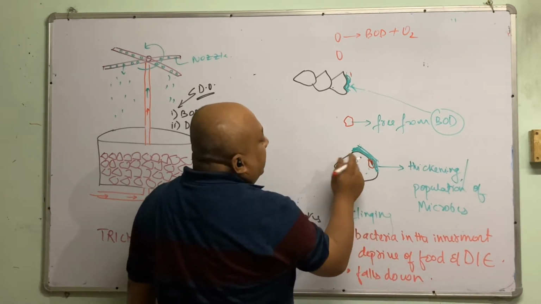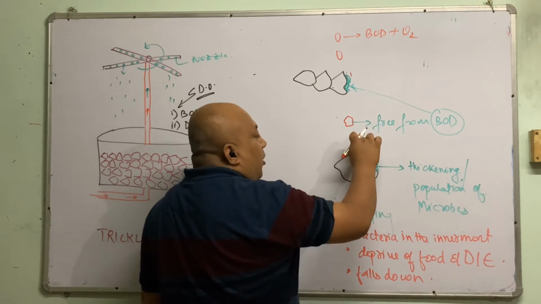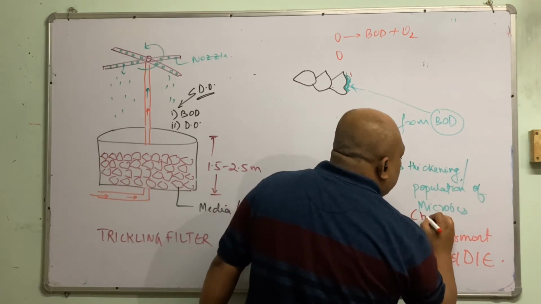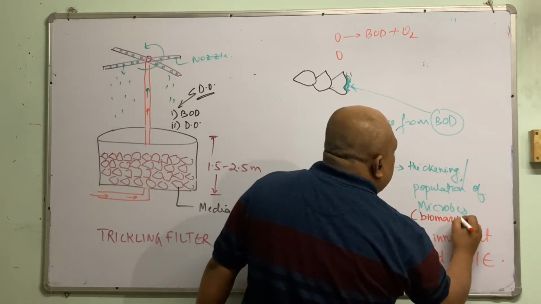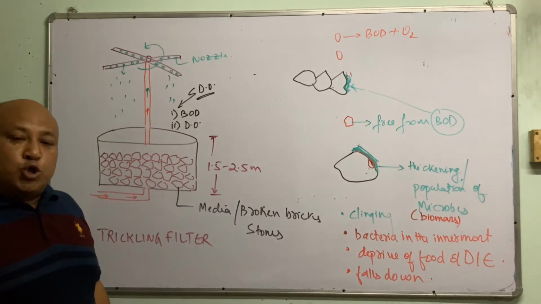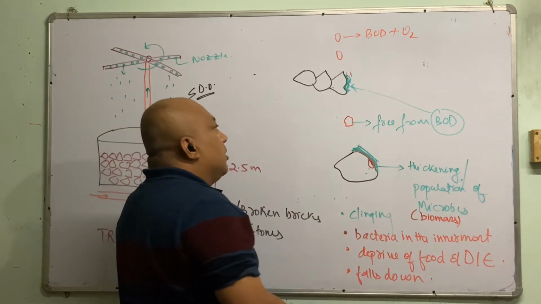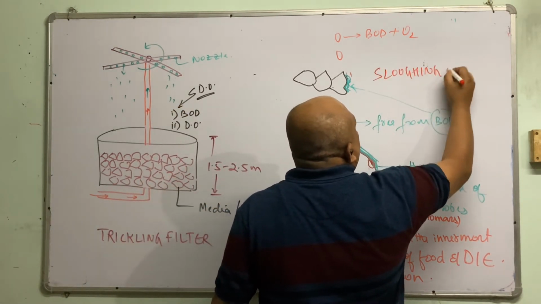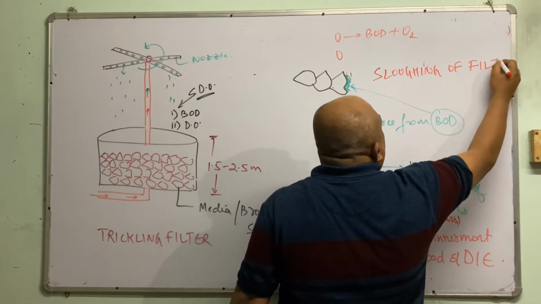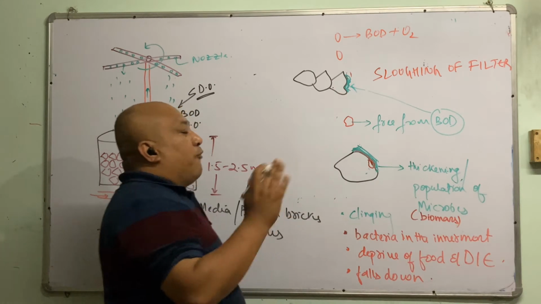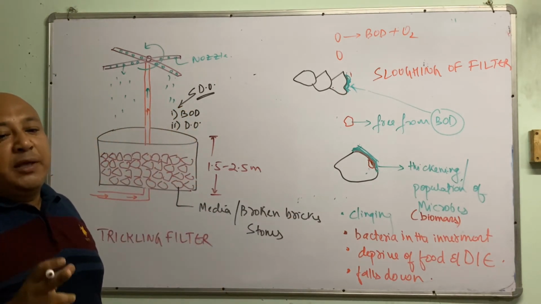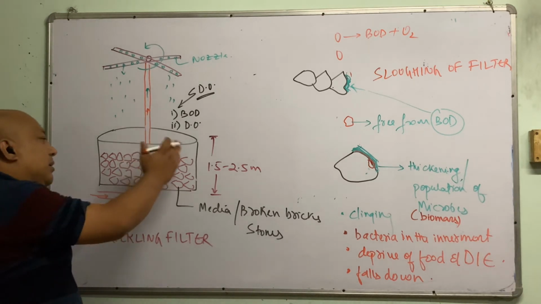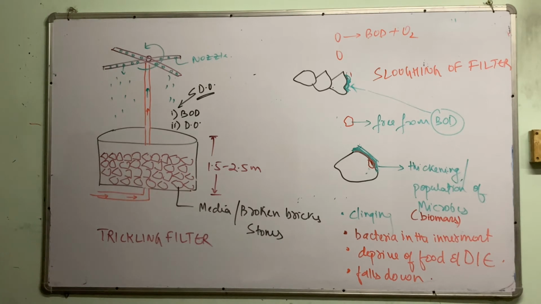So when this layer falls down, the whole biomass will fall down. Rather, I call it thickening of population of microbes, or this is also called biomass. They will completely fall down, so automatically a new layer will be developed again. So this process is called sloughing of filters. And this is the mechanism of removal of BOD and COD by using a trickling filter. Is it clear? The depth is quite constant, 1.5 to 2.5 meter.